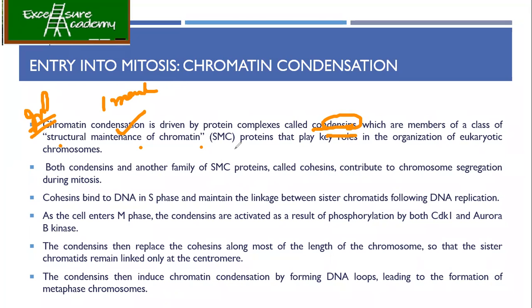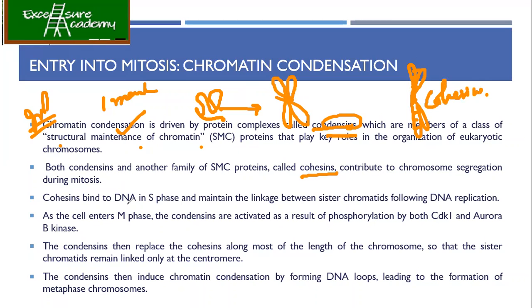So you know that already in the nucleus, your chromatin was present like this. Now this has been condensed, highly condensed to form the chromosomes. Now, both condensins and another family of SMC proteins called cohesins contribute to chromosome segregation during mitosis. Now, what is the function of cohesins? As I mentioned, in the chromosome, these linkages are because of the cohesins.